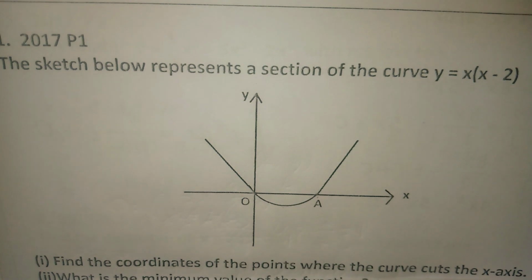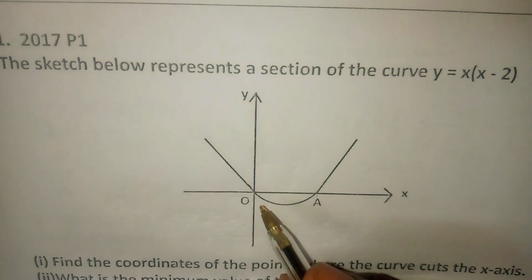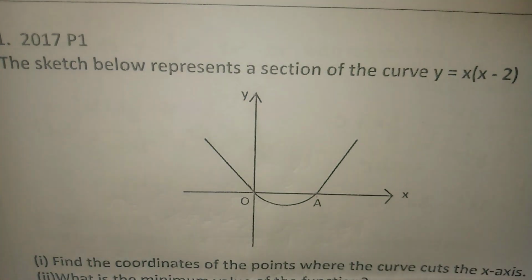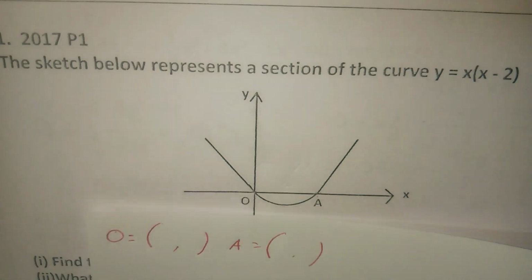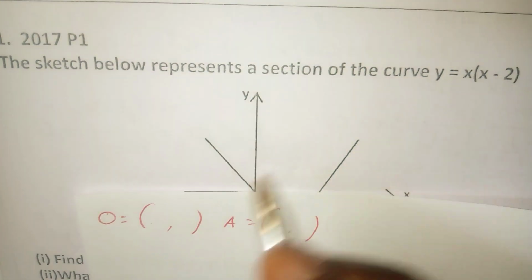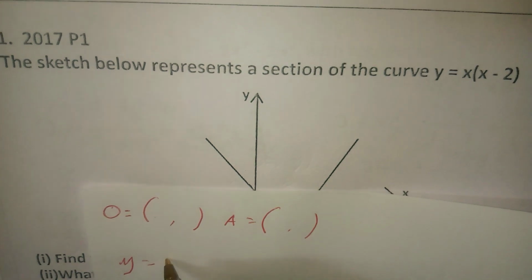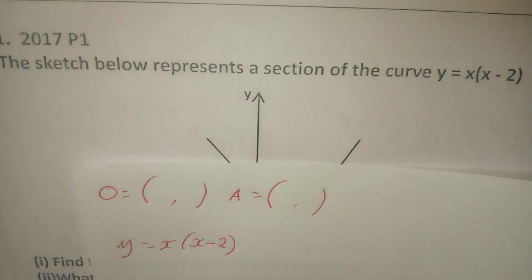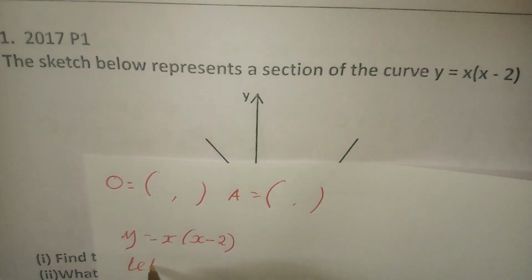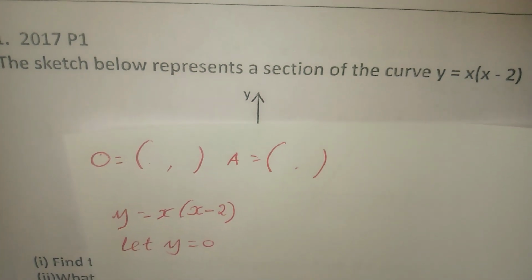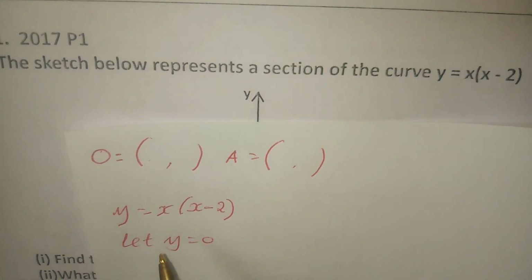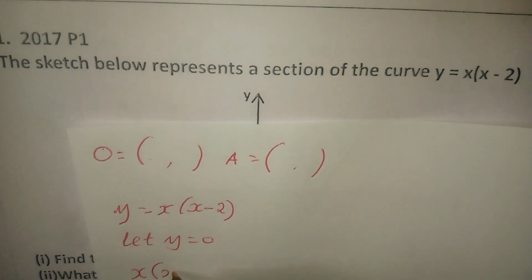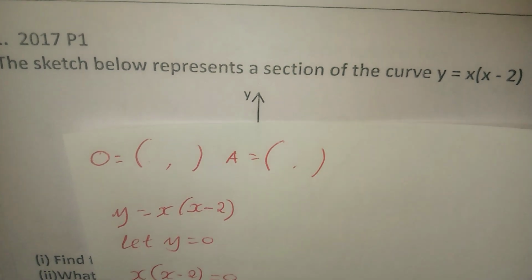So now how do we find the coordinates? How did they come up with this point and that point? That's what they mean. So what we do is you get the original equation which you have been given. In this case, the equation is y equal to x(x minus 2), like that. So what you do here is you let y equal to 0. Let what? y equal to 0. So where there is y, you put 0. So it will be x(x minus 2) equal to 0, like that.